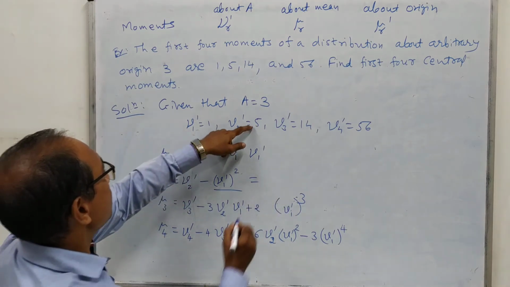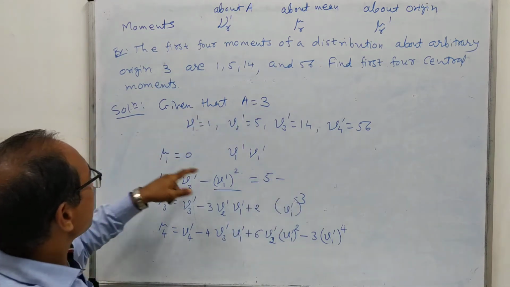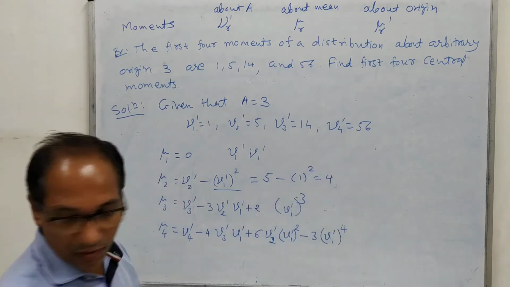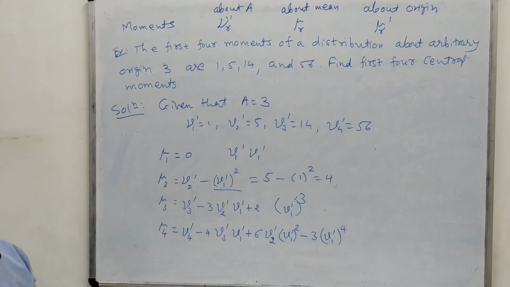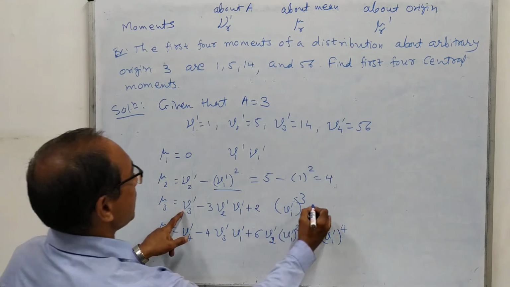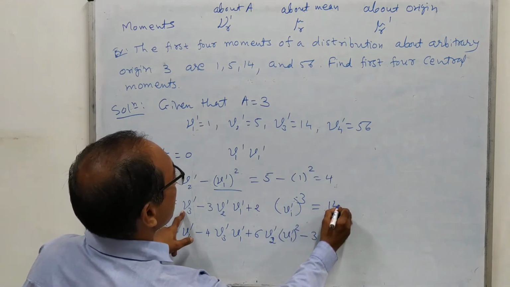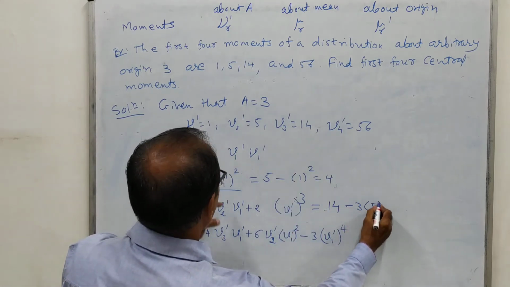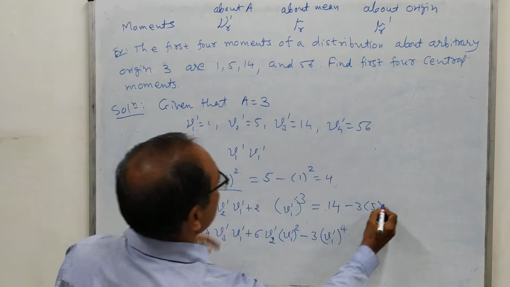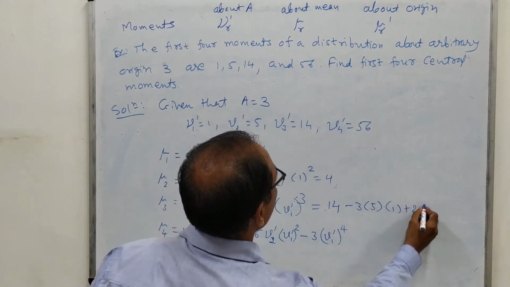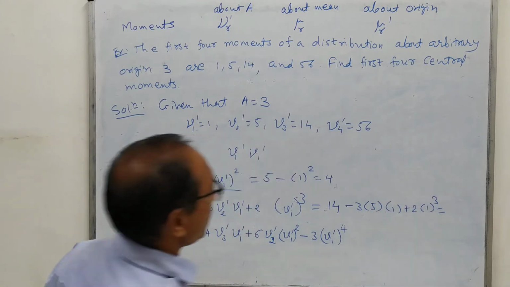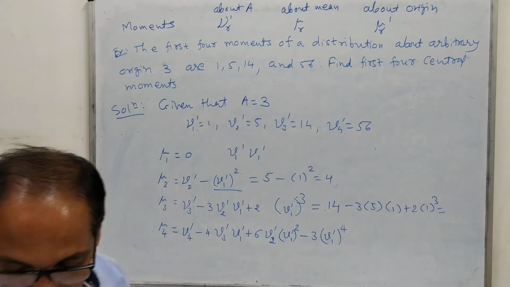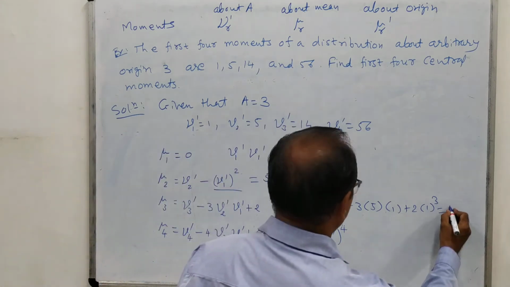Mu 2 dash. What is mu 2 dash? It is 5 minus mu 1 dash square. That is 1 square. So 5 minus 1. This is 4. Here what is this? Mu 3 dash. Mu 3 dash is 14. This is given to us. Minus 3 into mu 2 dash. Mu 2 dash is 5 into mu 1 dash. Mu 1 dash is 1 plus 2 into mu 1 dash cube. So you can calculate this value very easily and you will get the answer 1.